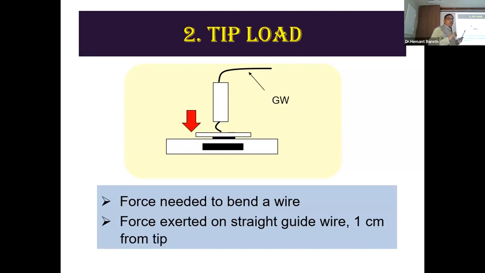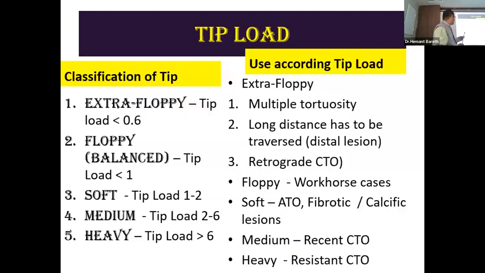And what is the importance of tip load? Tip load is the ability through which the wire can penetrate into a fibrotic or stiff lesion. If the tip load is more, it is able to penetrate more. If the tip load is less, it is able to penetrate less. If lateral support is more, bulky devices can pass. But if lateral support is less, then only less bulky devices can. So this is the difference between tip load and lateral support.